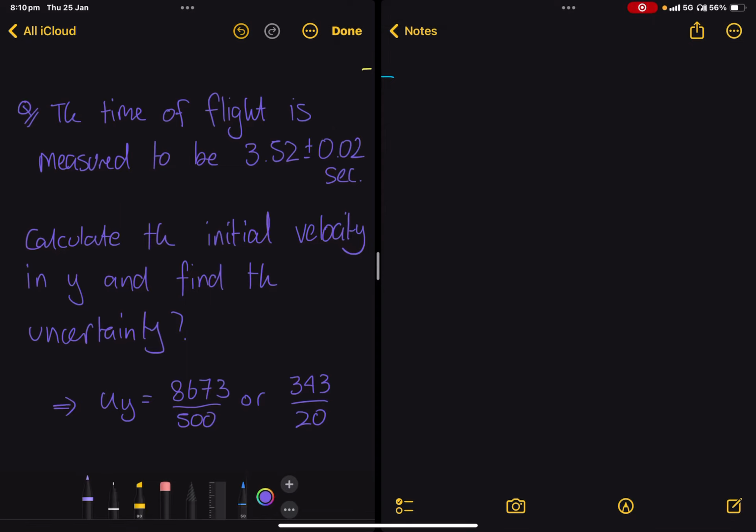Okay, so here we have a question which continues on from the previous question. We're told the time of flight is measured to be 3.52 plus or minus 0.02 seconds. So we've already dealt with this question. Calculate the initial velocity in y and find the uncertainty. So the focus of our question now is finding the uncertainty in the initial velocity in y.